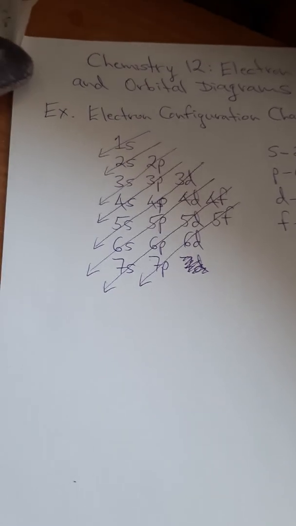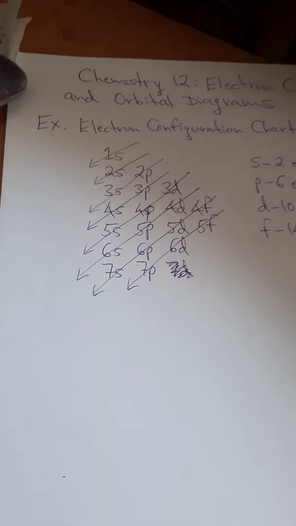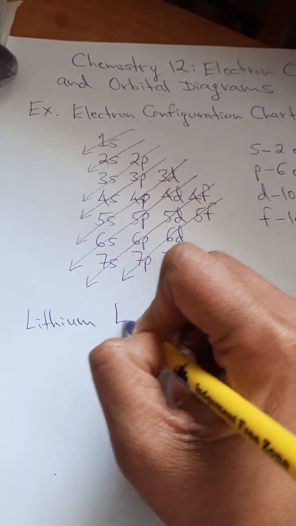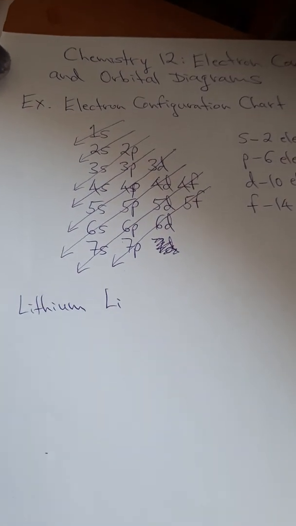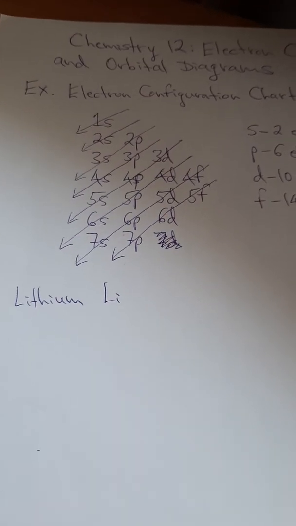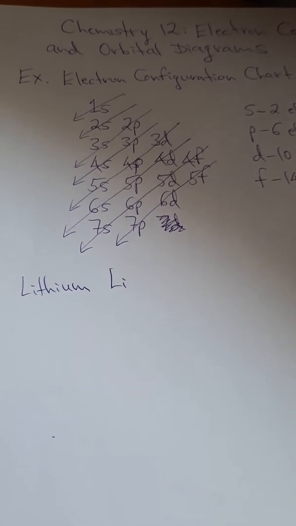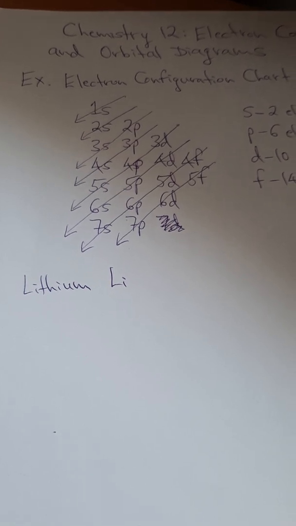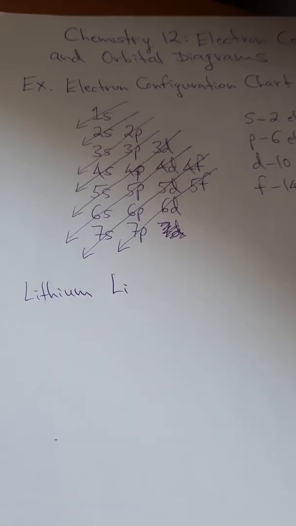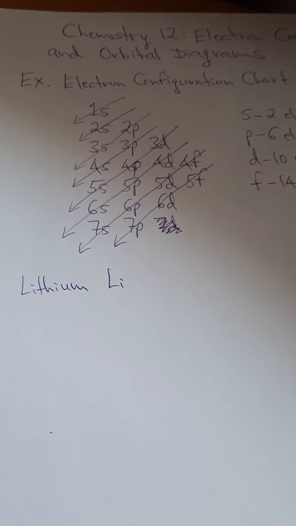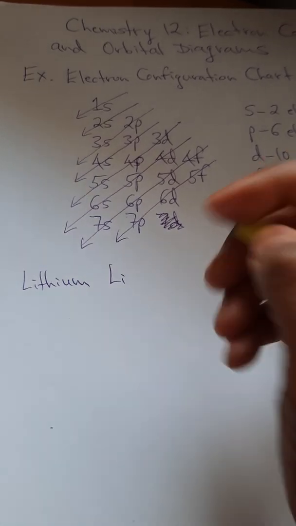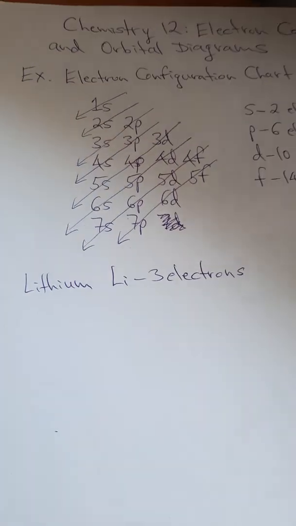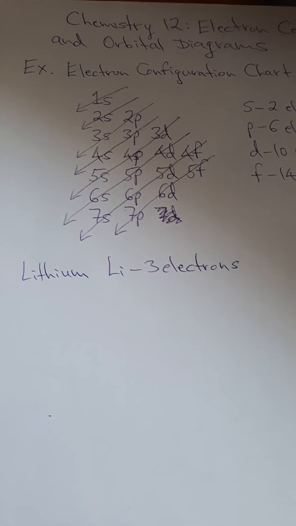So let's try something simple here. Say I have lithium. We all know lithium is Li, and we're going to write the electron configuration for lithium. I have to look at how many electrons. Lithium is in group 1, but it has 3 electrons altogether. So I think we'll just write 3 electrons, because the electrons are what we need to represent.